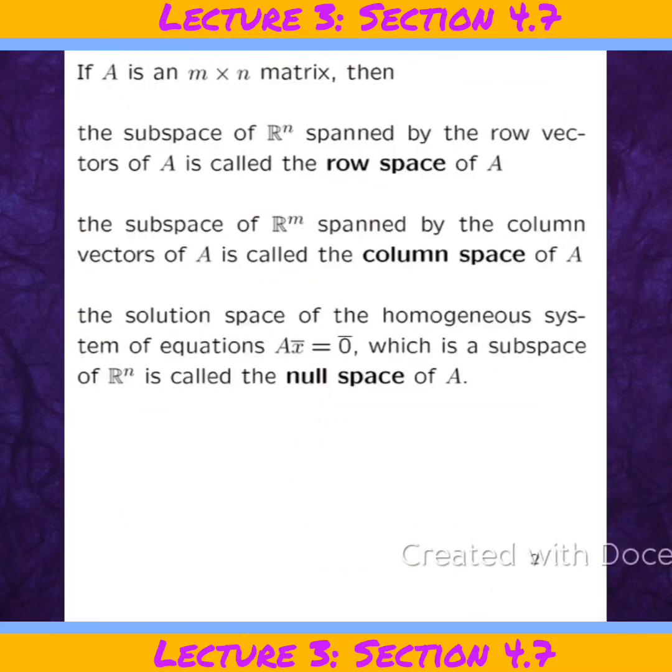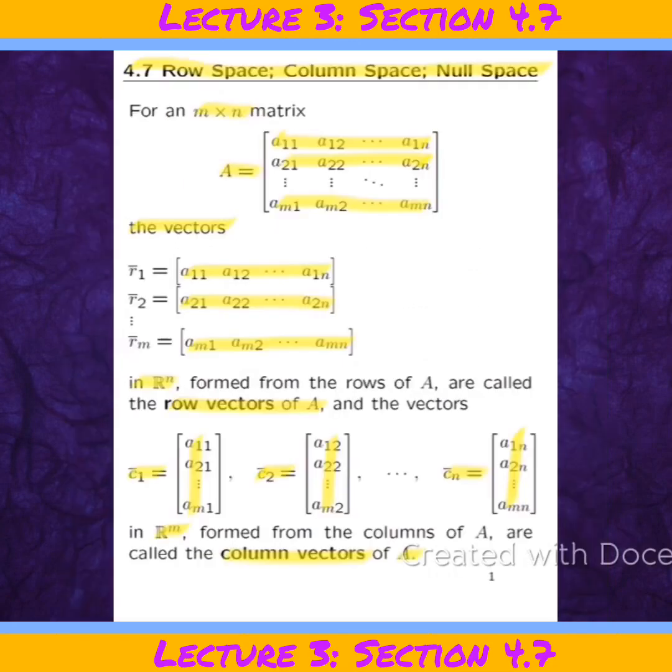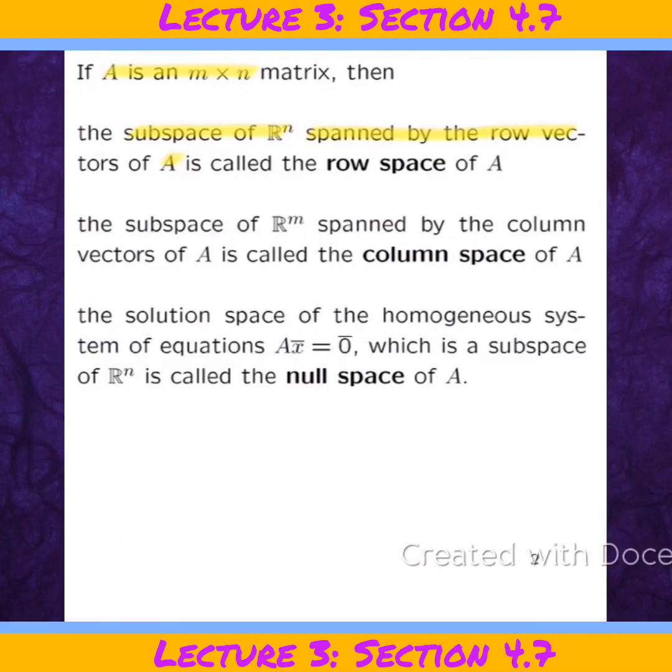Now just to formalize the following: if A is an m by n matrix, then the subspace in Rn that is spanned by the row vectors of the matrix A, so you take the matrix A and you take these row vectors, is the space spanned by those row vectors. It's a space where each vector is a linear combination of those row vectors, and we call that the row space of the matrix A.